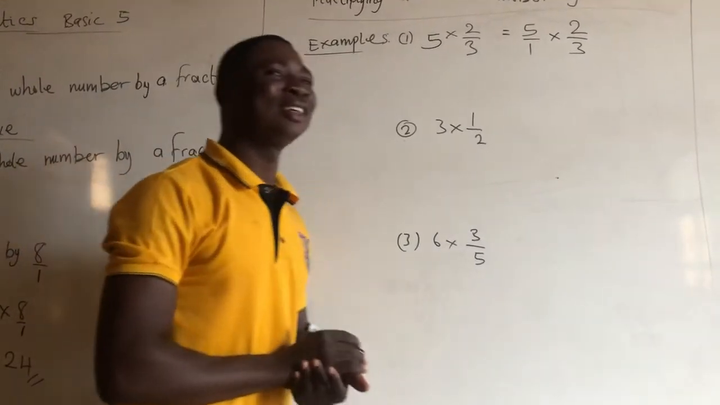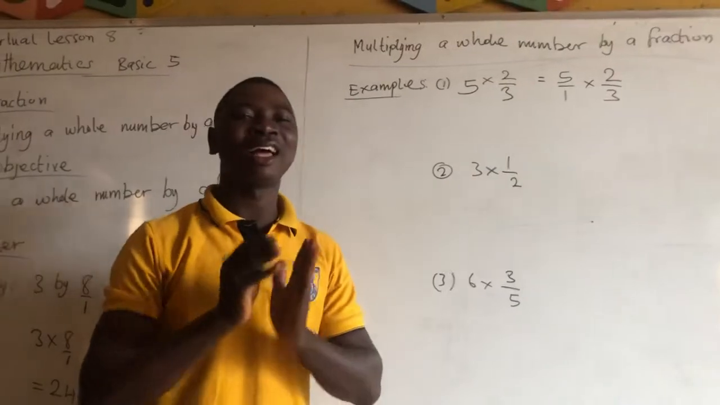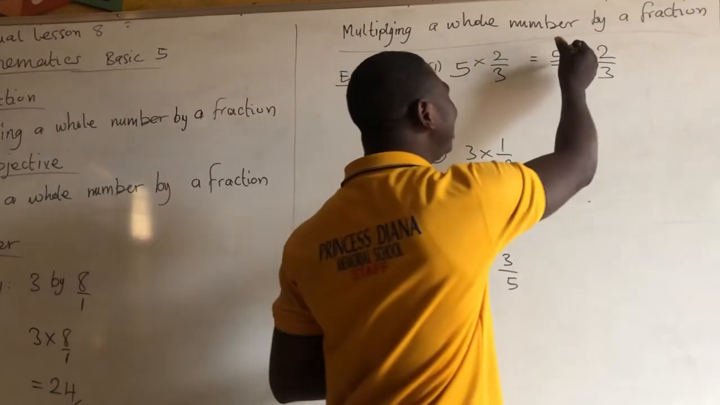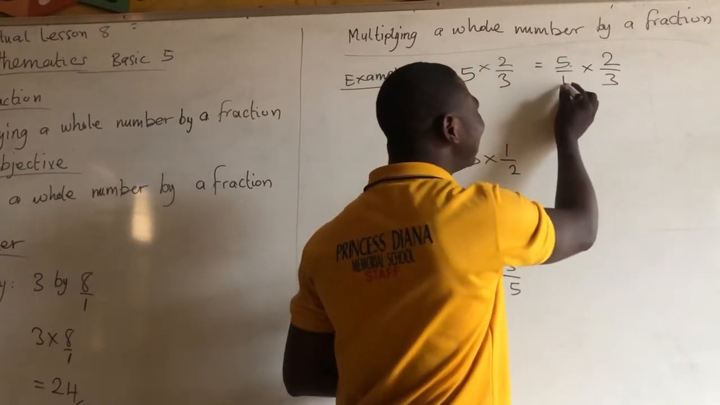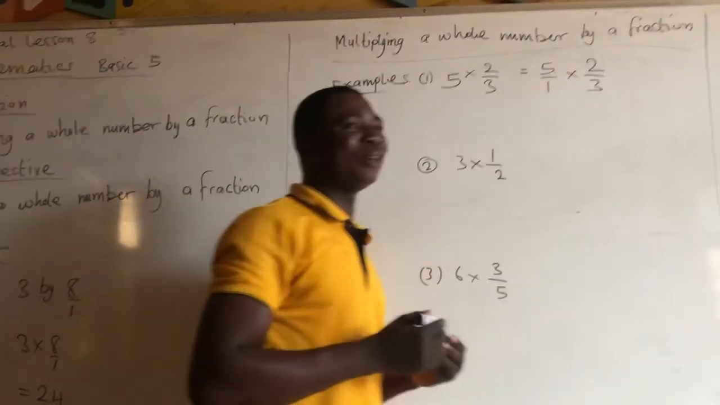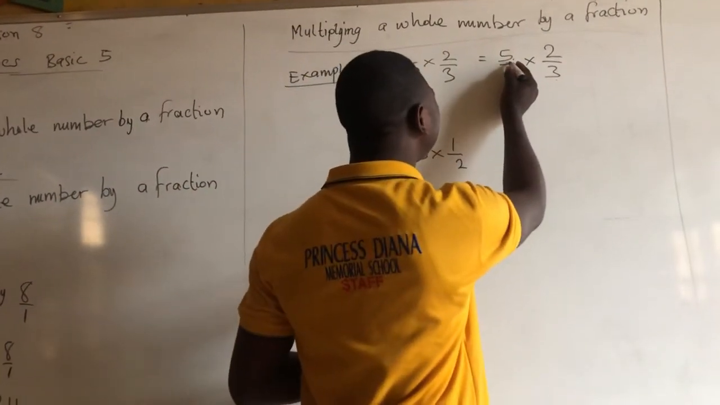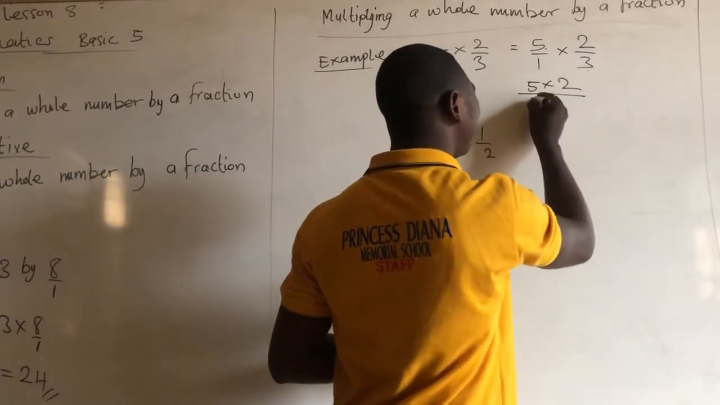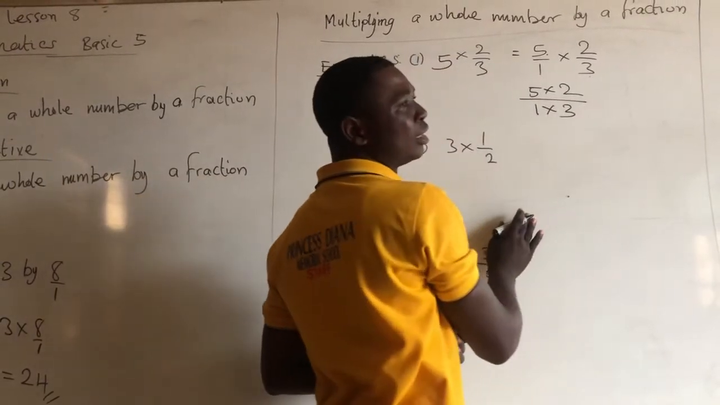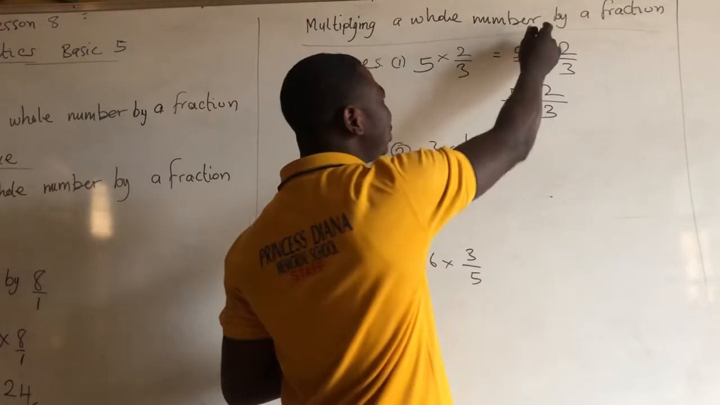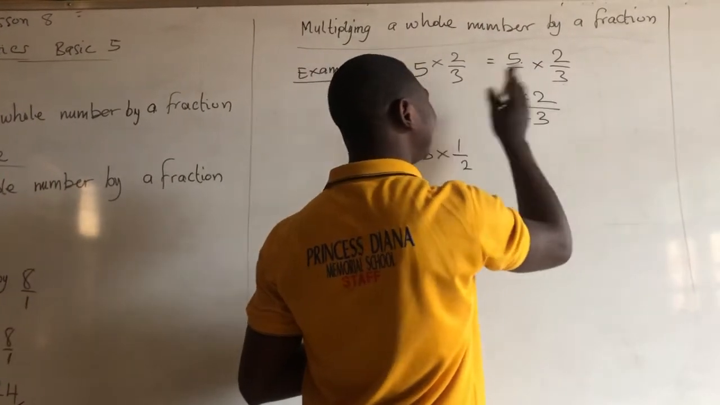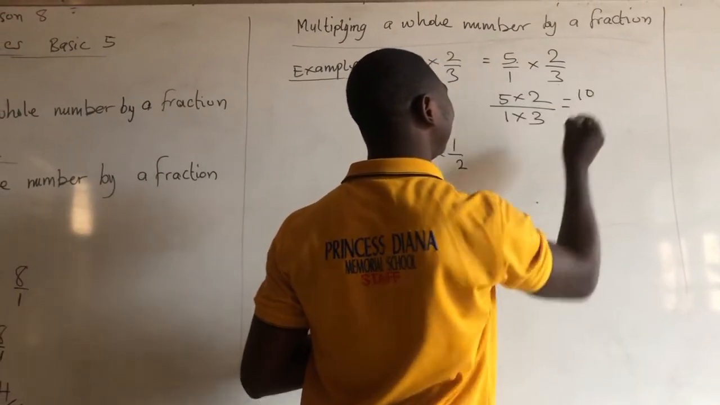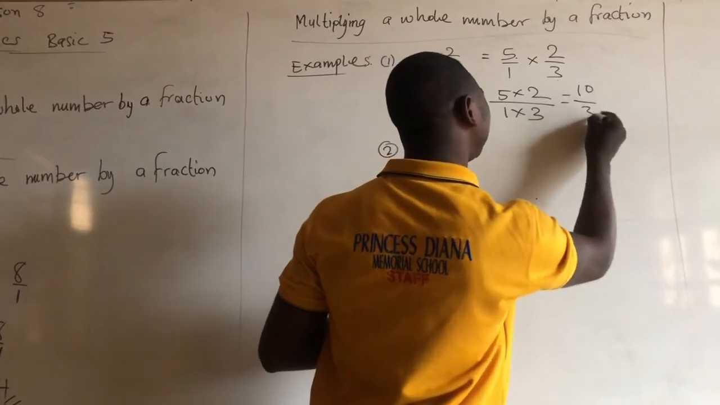When you have this, for multiplication, we don't find LCM. No, we don't find anything. What we do is that we multiply the numerator by the numerator and then multiply the denominator by the denominator. So let me rewrite it for you. It's 5 times 2 out of 1 times 3. You can use this form from here, or you can still do it like this and multiply. So 5 times 2 gives me 10, and 1 times 3 gives me 3.